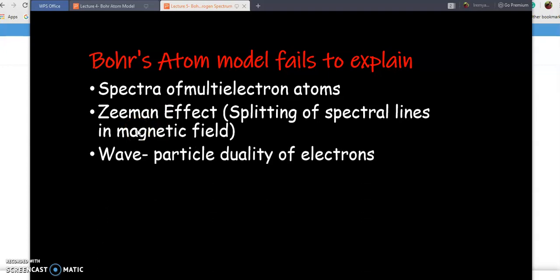In 1923, de Broglie suggested that electron, like light, has a dual character. It has particle as well as wave character. Bohr theory treats electron only as a particle.